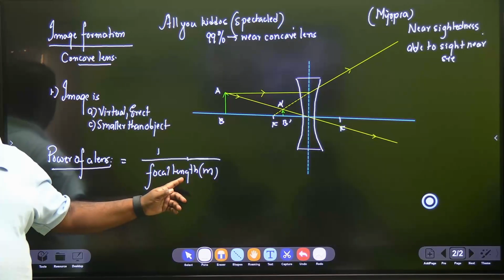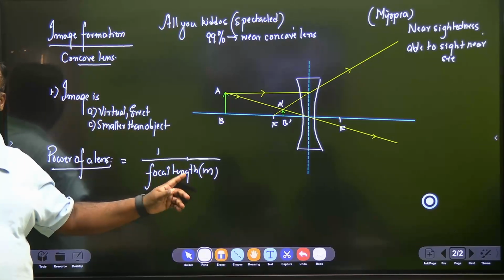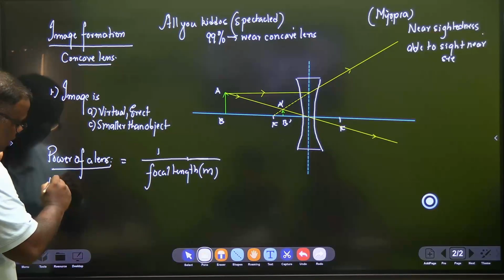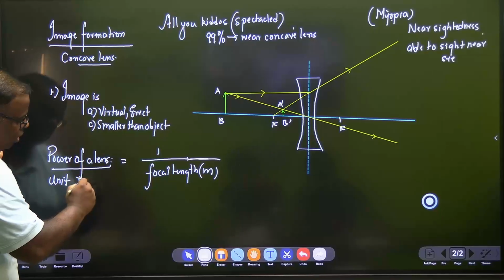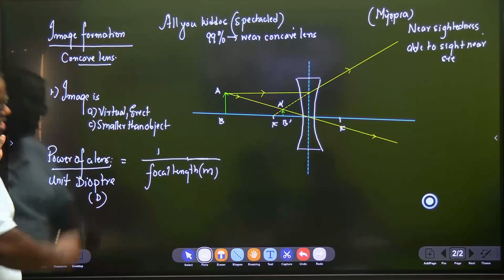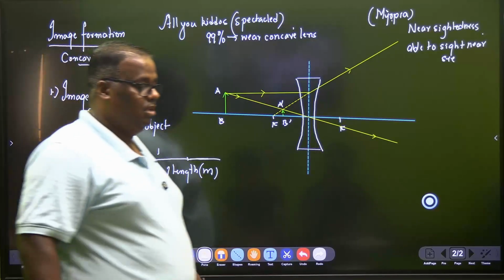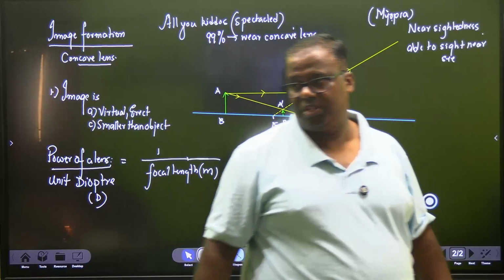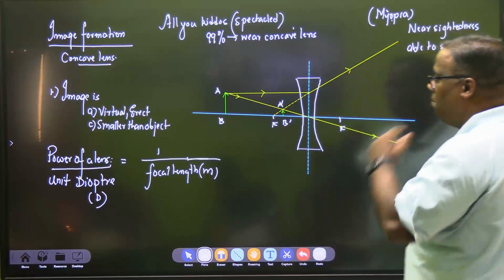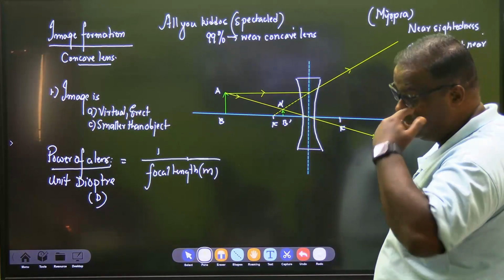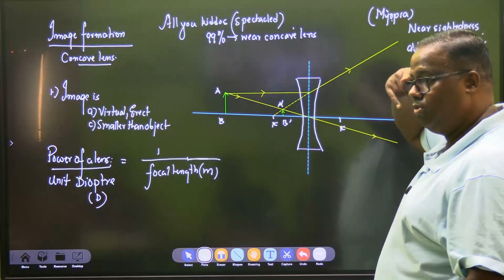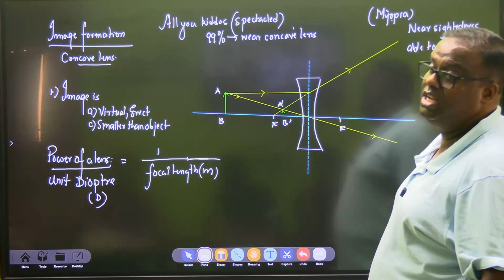The focal length of a lens is actually in meters, so you have to first convert to meters. And then the unit of power of a lens is called diopter, D-I-O-P-T-R-E, and is written as D. Understood? This brings us into some new discussions. Have you understood what is power of a lens? The power of a lens is defined as the reciprocal of the focal length when the focal length is expressed in meters. The SI unit for power of a lens is diopter and is written as D.